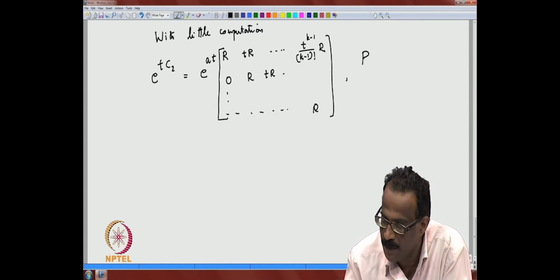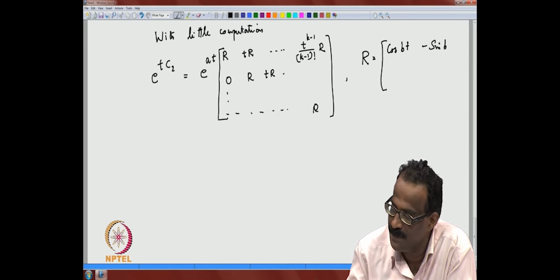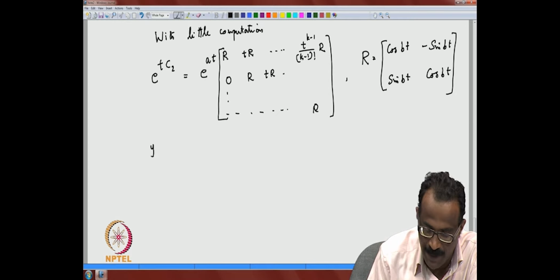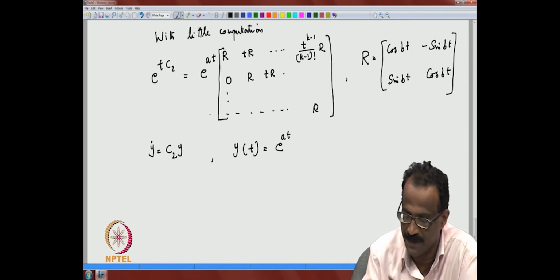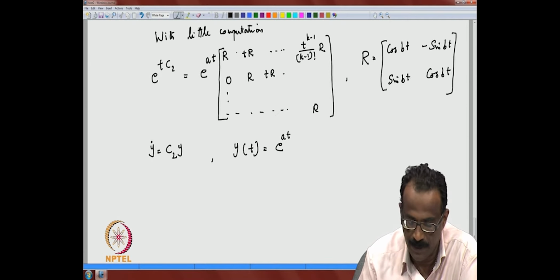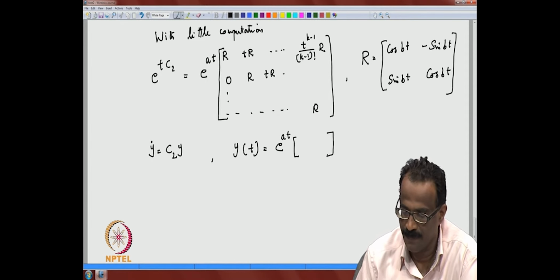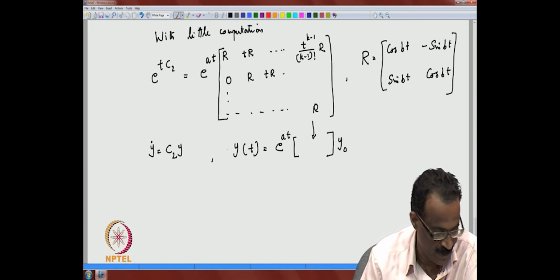And what is R? R will be of the form, the same formula, your cos bt minus sin bt, sin bt cos bt. Only thing is you are not able to separate it. So you see, again you have your solution y(t). If you have the system y equal to C2 y of this form, your solution will be of the form y2 equal to e power a t into this matrix, whatever it is, into your y naught. So you have your solution representation again.